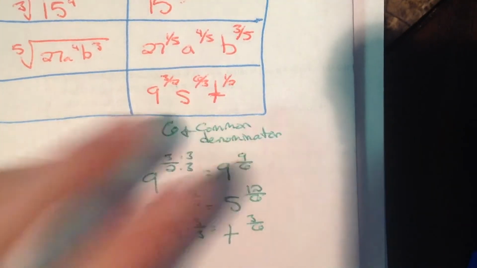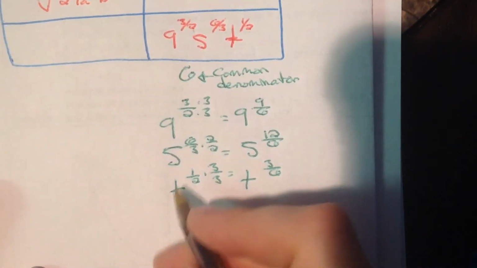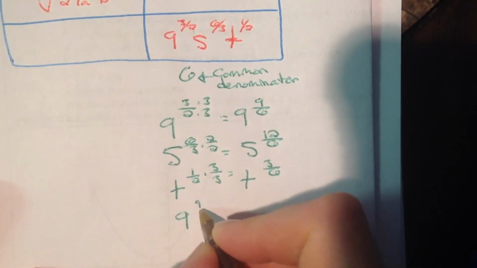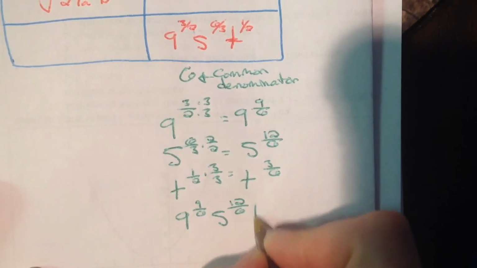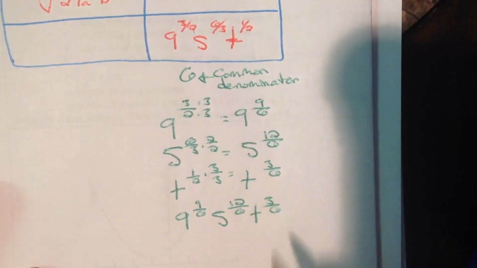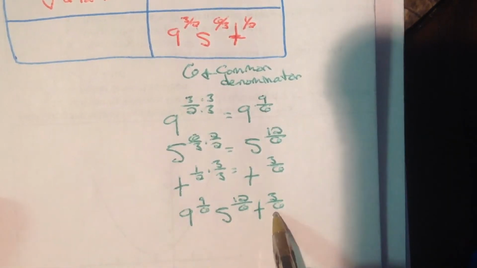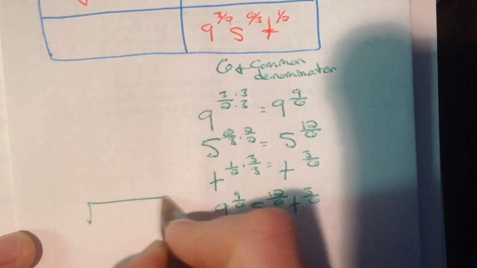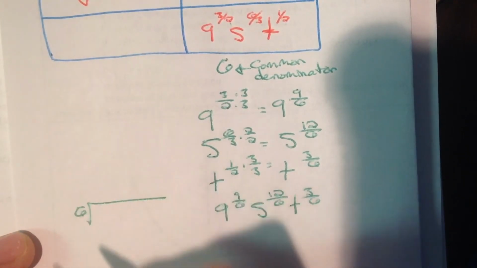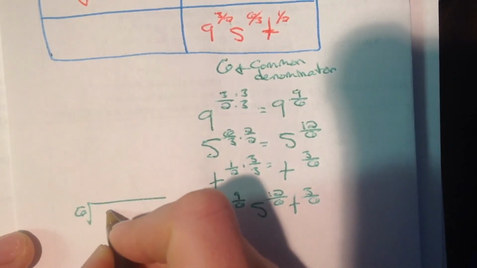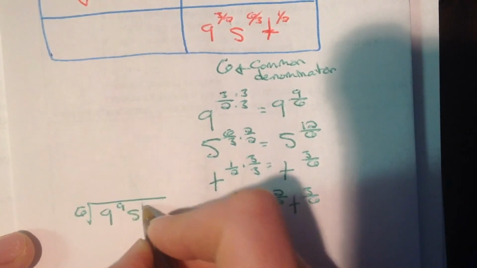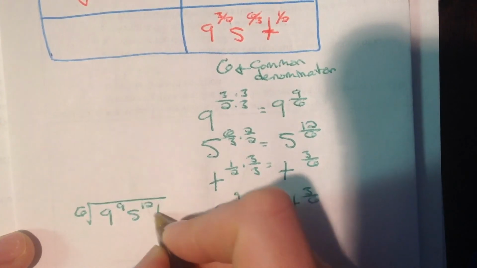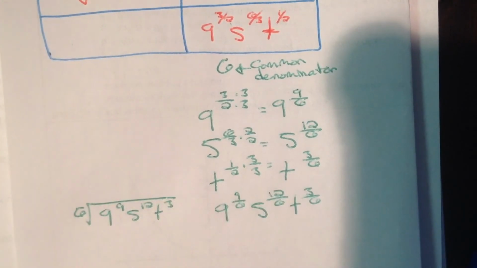So instead up here, what we end up with is 9 to the 9/6, s to the 12/6, and t to the 3/6. Now that they all have the same number for the denominator, they can go into radical form, which means the 6 is what goes on top. We get the 6th root of 9 to the 9th, s to the 12th, and t to the 3rd, all under the same root.